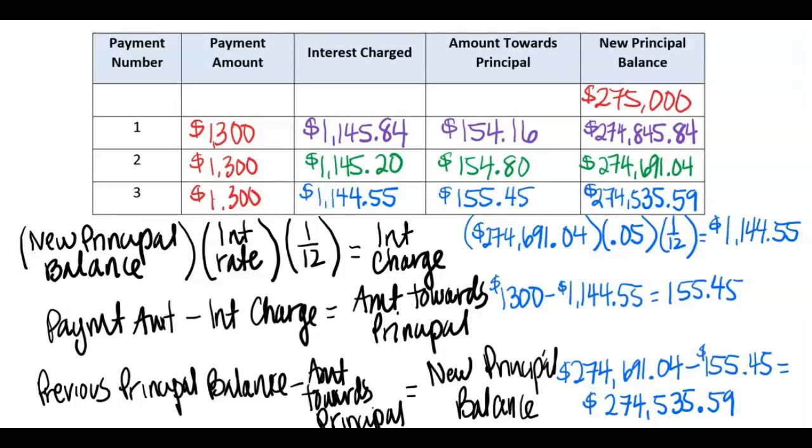And for each line of your amortization schedule, your interest charge plus the amount towards principal should always equal the payment amount, meaning $1,145.84 plus $154.16 must equal $1,300. This concludes example 1.